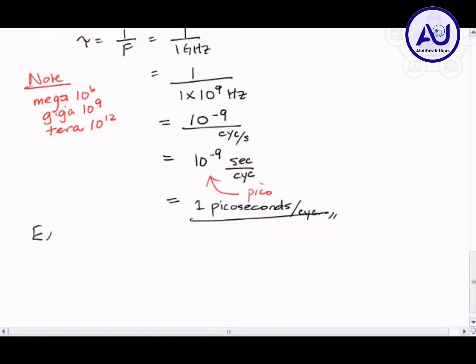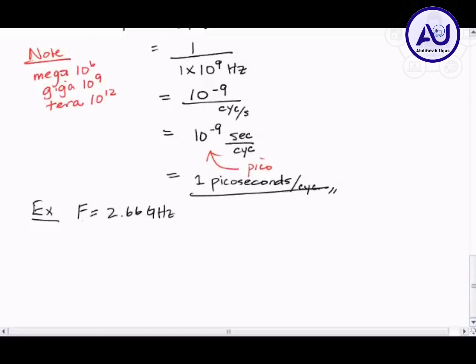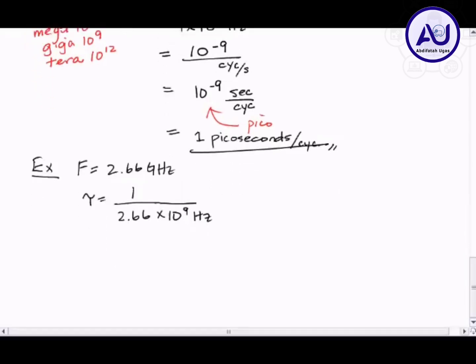Let's do another example where the frequency is 2.66 gigahertz. Now this is an actual frequency of one of Intel's processors. The clock period is 1 over 2.66 giga, and giga is 10 to the 9th hertz. So we can simplify or rewrite this fraction as follows, using the properties of fractions.